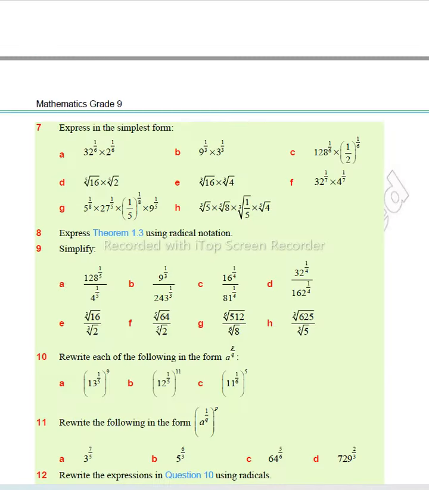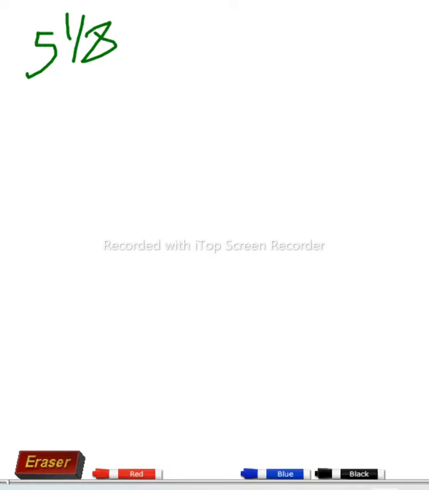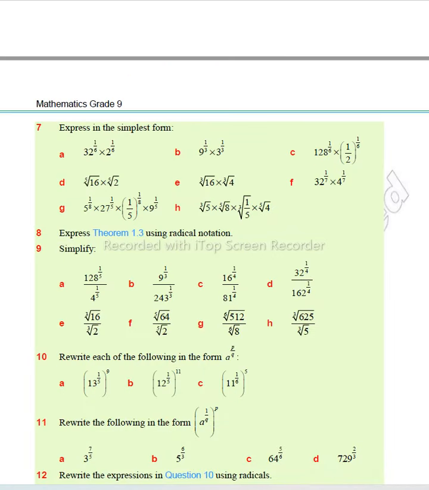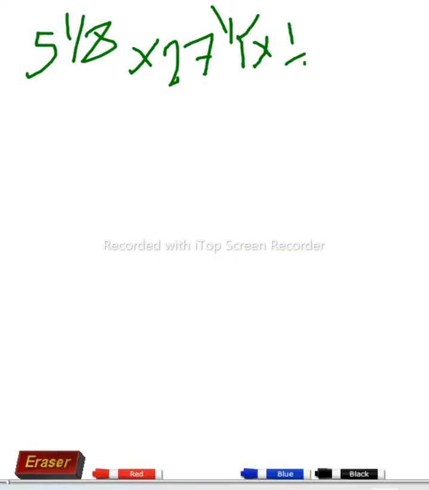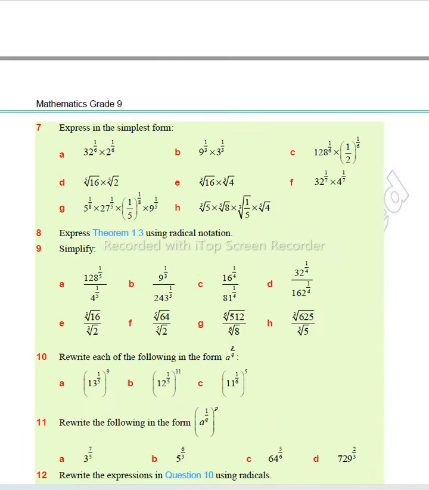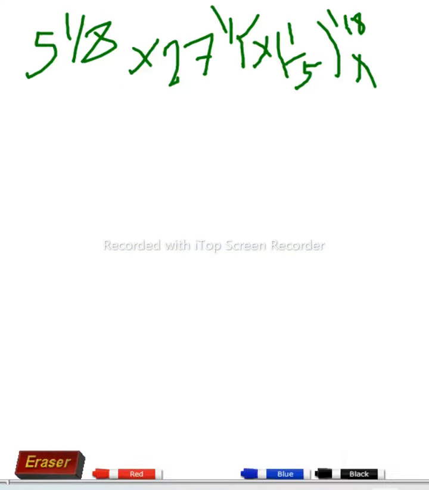First, let's write the equation: 5 to the power of 1 over 8 times 27 to the power of 1 over 5, times 1 over 5 to the power of 1 over 8, times 9 to the power of 1 over 5.